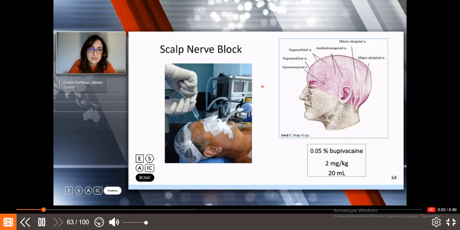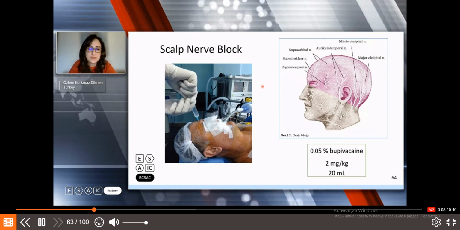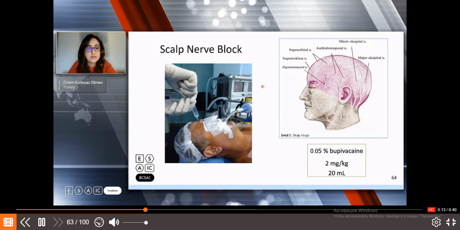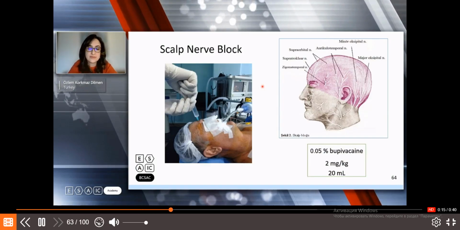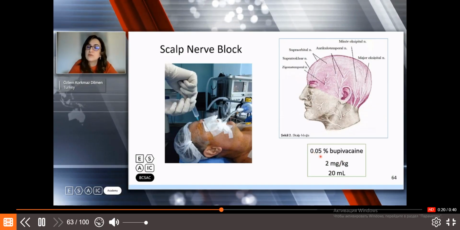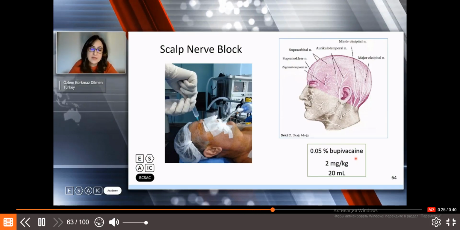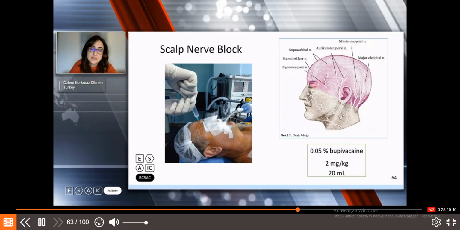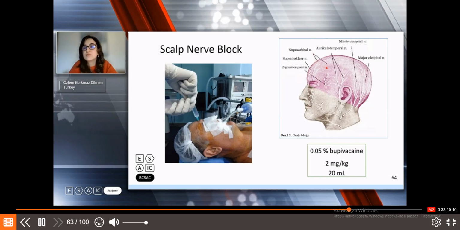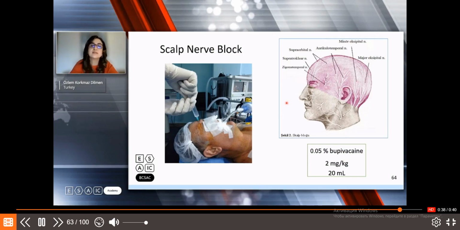Regarding pain treatment, generally infratentorial craniotomies are more painful than supratentorial ones. We routinely use scalp nerve blocks for intra and postoperative analgesia. 2 mg per kilogram of 0.5% bupivacaine can be applied in 3 milliliter injections on the zygomaticotemporal, supratrochlear, supraorbital, auriculotemporal, and minor and major occipital nerves.